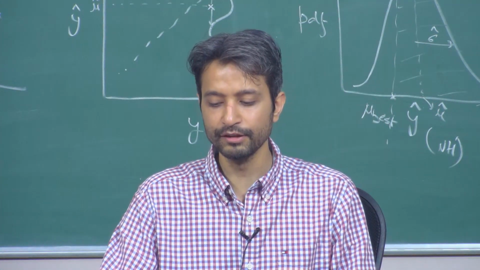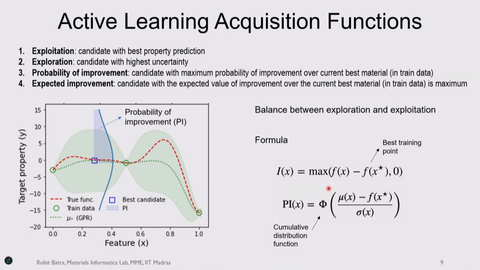So let me quickly just introduce the formula. We'll not solve it. So f(x*) is nothing but the dotted horizontal line, which is your current best. It's not so important. What I wanted to show here is that there is an analytical form by which you can compute probability of improvement. Whenever there is an analytical form, it means that you can quickly compute such a thing. So that's the main thing I wanted to show here.